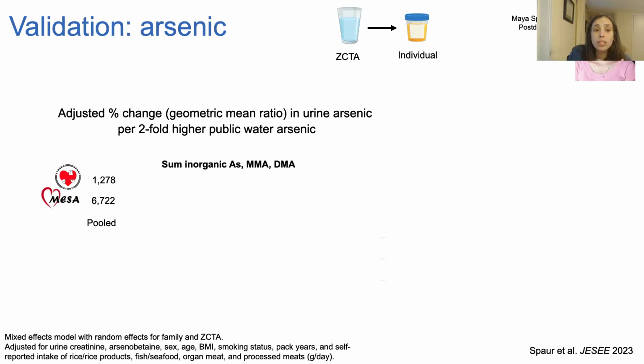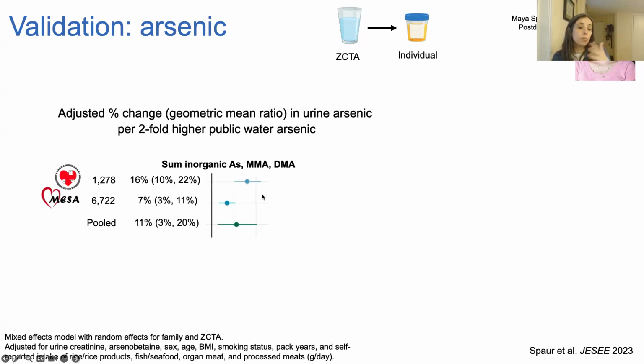previously. So we looked to see, very basically, is there an association between what we're estimating in water and what we're measuring in urine, based on your address. Here I'm going to show you the adjusted percent change. This is from a geometric mean ratio of urine arsenic for a twofold higher public water arsenic concentration. This is a biomarker that is reflecting inorganic arsenic exposure specifically. And in both cohorts, we see that if you have higher water arsenic, then you also have higher urine arsenic.